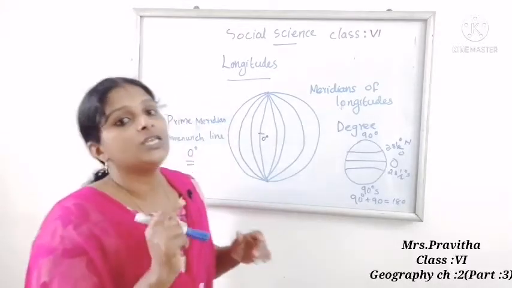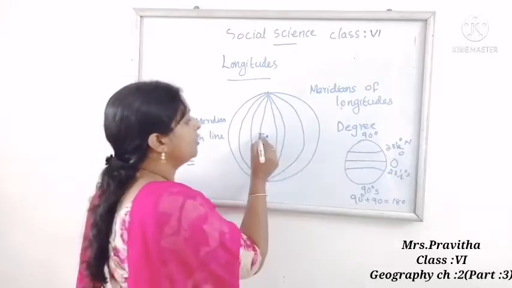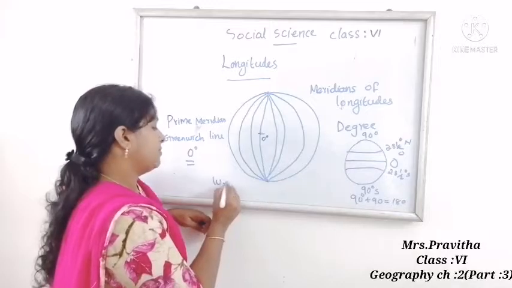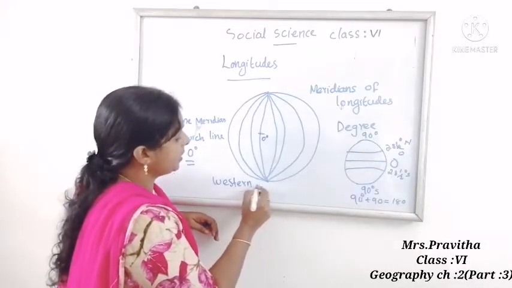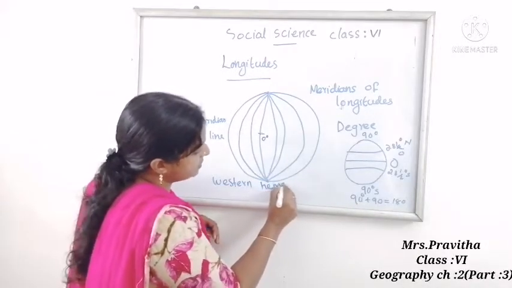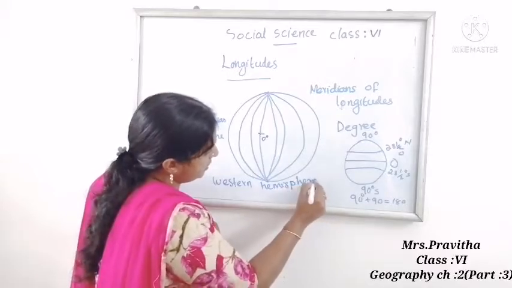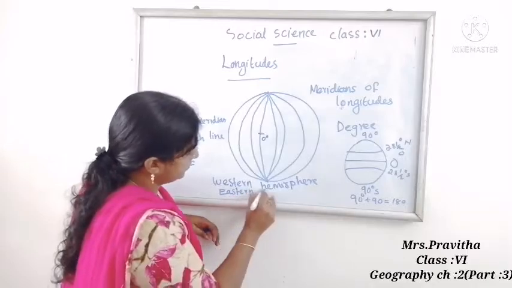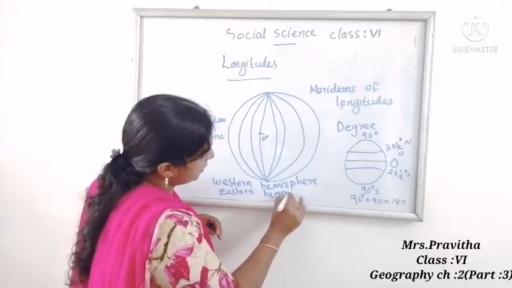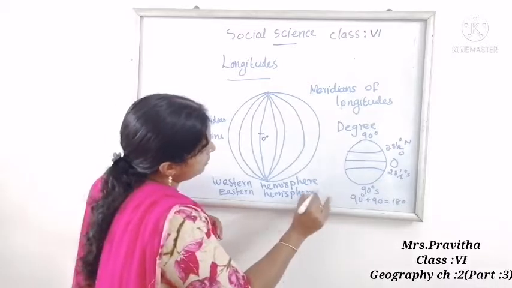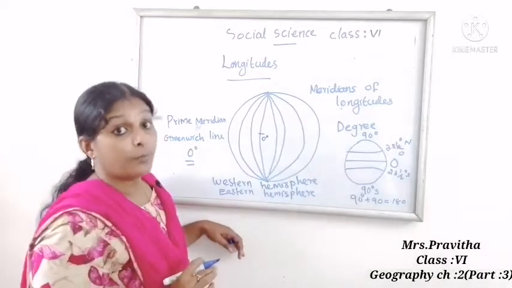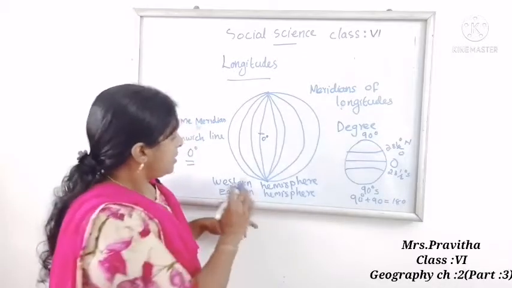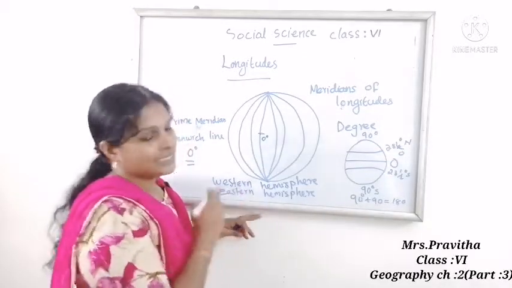Anyway children, this 0 degree longitude divides the Earth into two equal halves: the Western hemisphere and the Eastern hemisphere. So what did ma'am tell children? 0 degree longitude, or the prime meridian, divides the Earth into two equal halves, the Western hemisphere and the Eastern hemisphere.